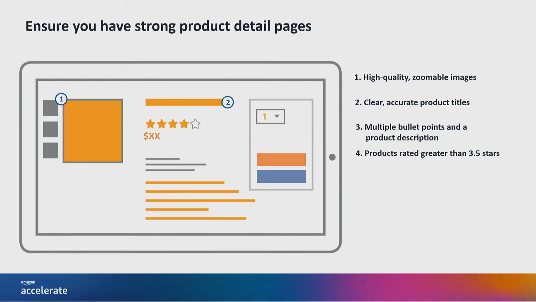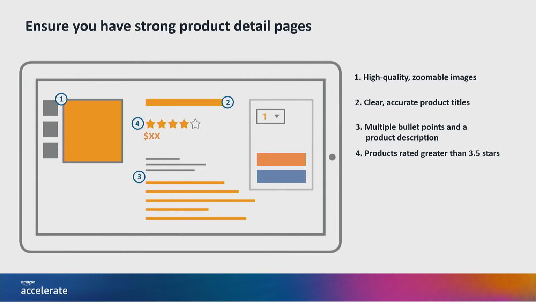So first, make sure you try to display high-quality zoomable images. We recommend including 4 or more high-res images showing your product from different angles, highlighting important details, and demonstrating its uses. Also, as a best practice, make sure your images are at least 1,000 pixels in height or width to enable the zoom function on Amazon.